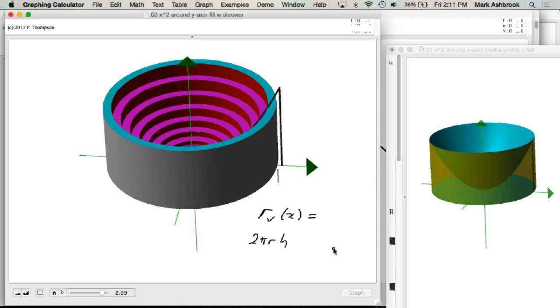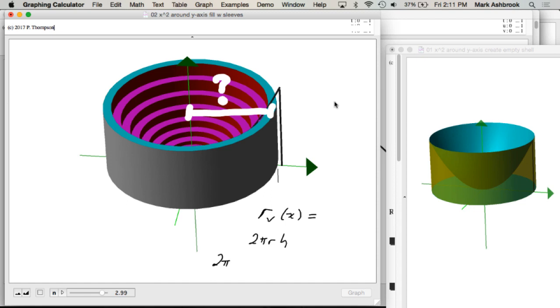Okay, but we need everything in terms of x. So we need the radius in terms of x and the height in terms of x in order to get our rate of change in terms of x. What is the radius in terms of x then? I'm afraid that won't show up if I do it, so I'll do it in white, big, thick white. What is the radius of the shell?